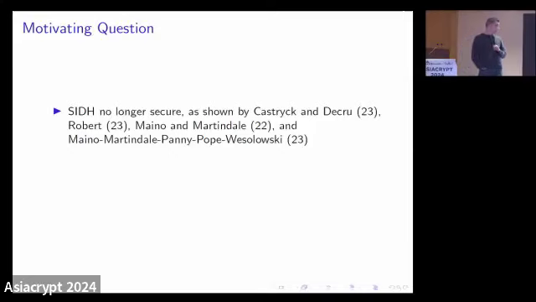So the motivating question here is, we know that SIDH is no longer secure. This has been shown by Castryck and Decru, by Robert, Maino and Martindale, and by Maino, Martindale, Panny, Pope, and Wesolowski.